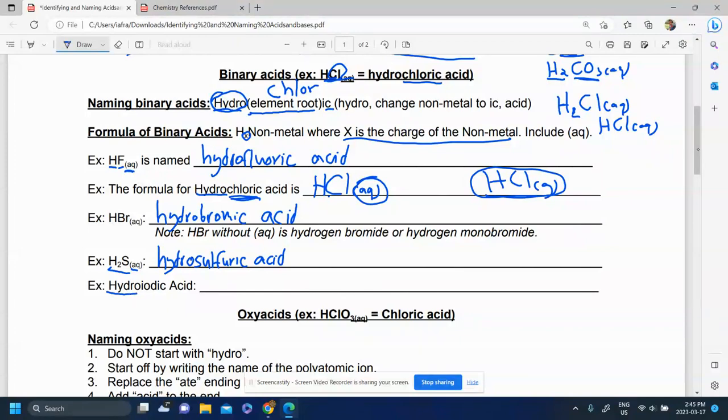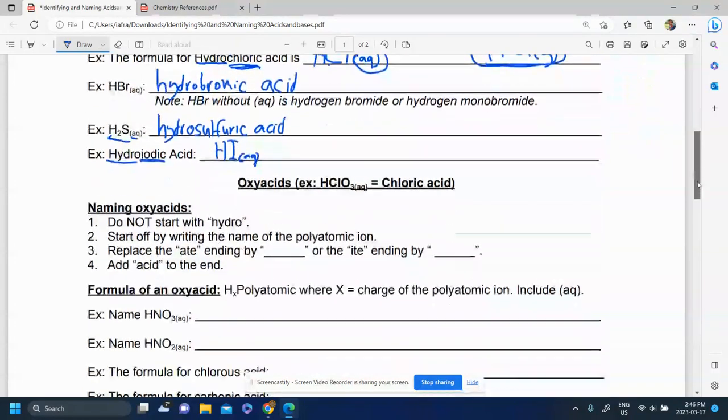All right, hydroiodic acid. We know this is binary because of the hydro in the front. H, the element is iodine because it's iodic here. That has a charge of -1, so I don't really have to put a subscript for H. I just put the I here and put AQ. So that's hydroiodic acid. So that's how we name and write formulas for binary acids.